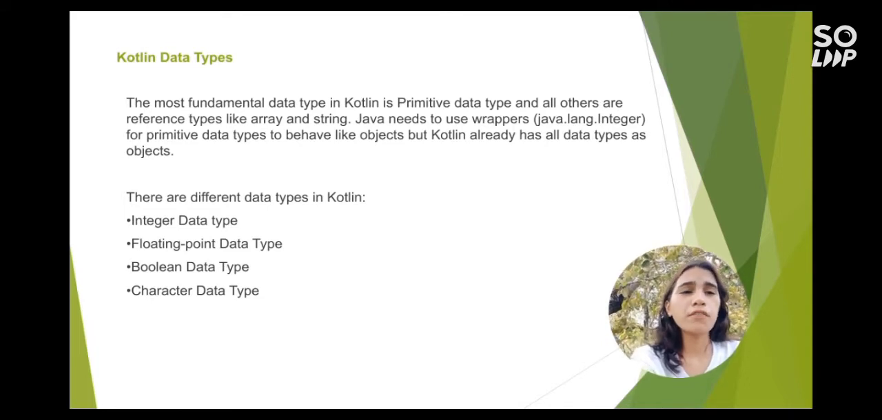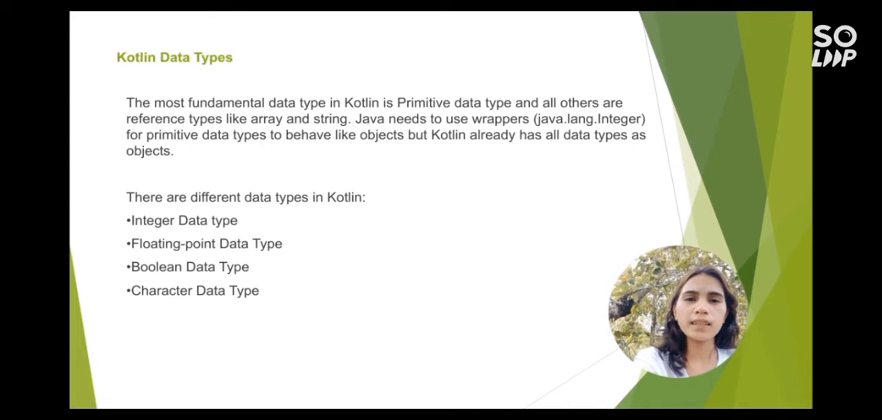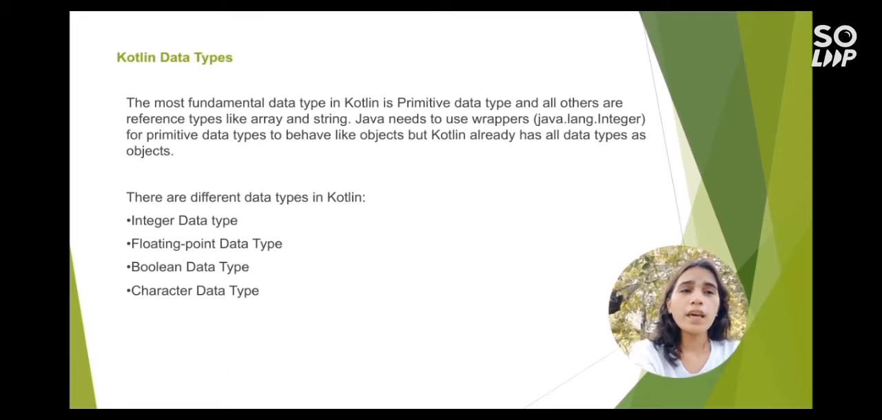The float reflects single precision and the double provides double precision. And next is the Boolean data type. The Boolean data type represents only one bit of information, either true or false. This Boolean type is the same as in Java.